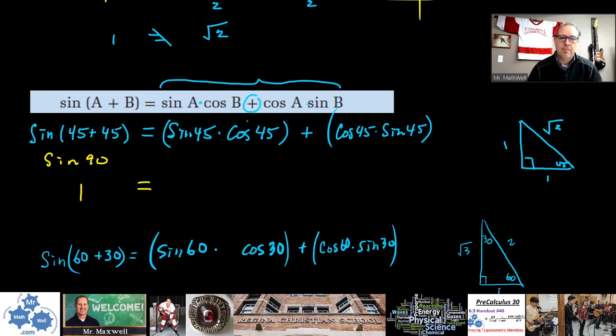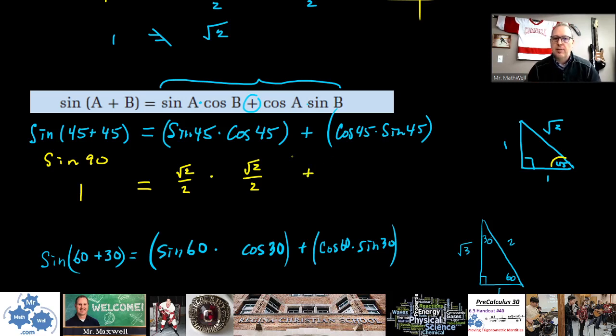Let's verify. Sine of 45 is root 2 over 2. Cos of 45 is also root 2 over 2. The unit circle tells us that. Also the 45, 45, 90 triangle tells us that. Sine of 45 here, opposite, is 1 over root 2, which simplifies to root 2 over 2. Cosine of 45 is adjacent over hypotenuse. That's 1 over root 2, which, as you know, simplifies to root 2 over 2.